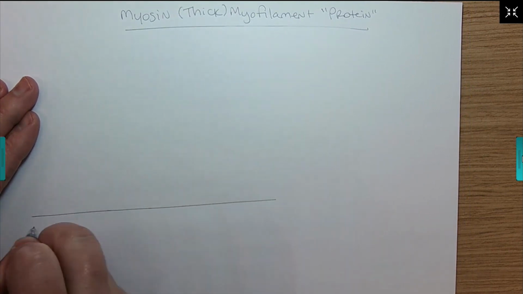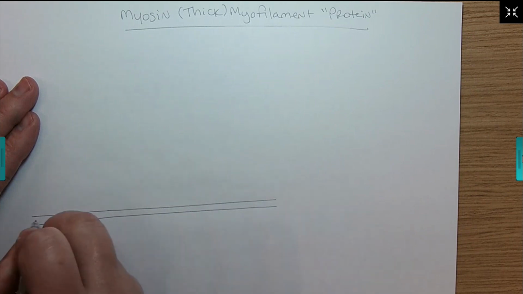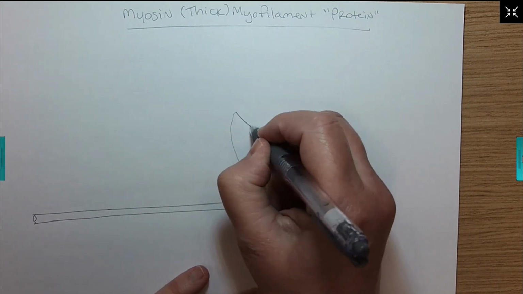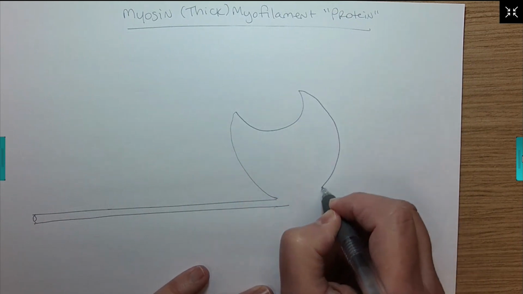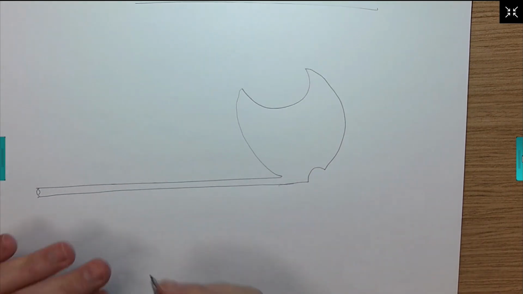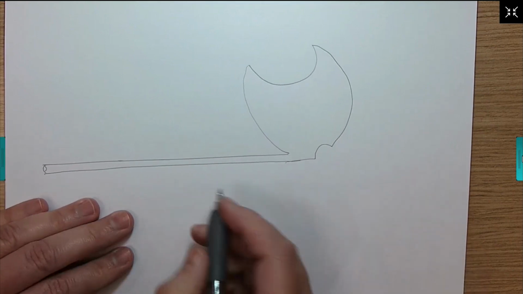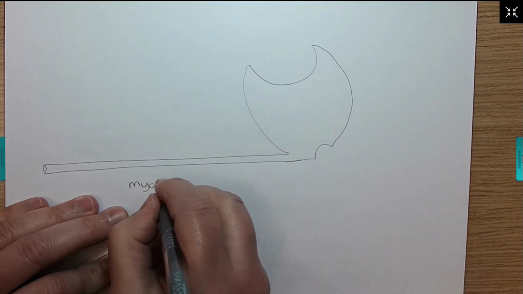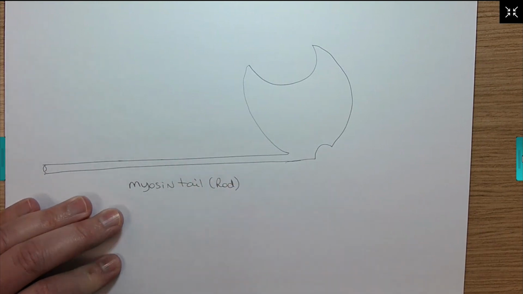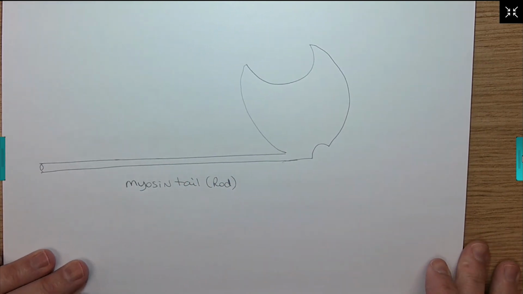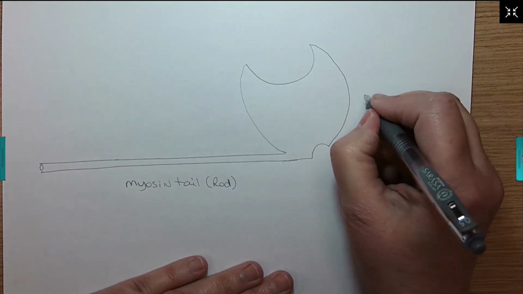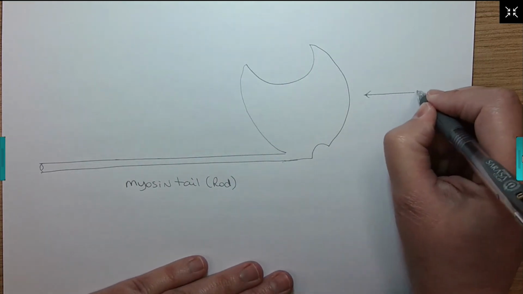So we've got our myosin here. I'm going to draw this like super big. That's about it. So not too bad. This is the myosin tail, sometimes called the rod, part of the, kind of looks like a golf club that somebody's taken two big bites out of. And then we have our myosin head.